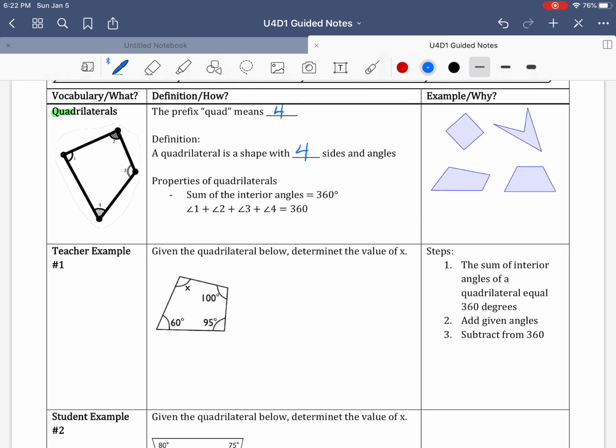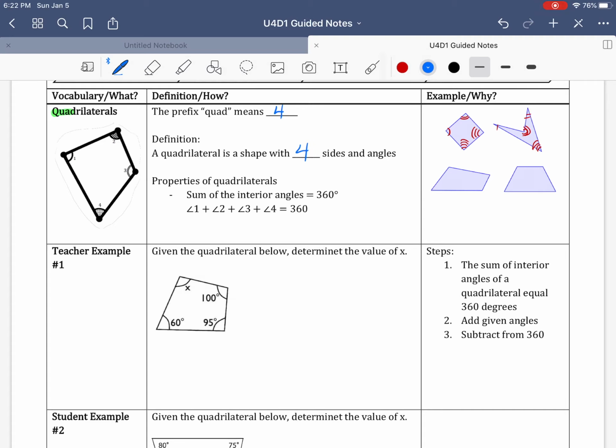So if we look at our examples over here, we have 1, 2, 3, 4. We have 1, 2, 3, 4. You see how all of our shapes here have 4 sides and 4 angles, right?